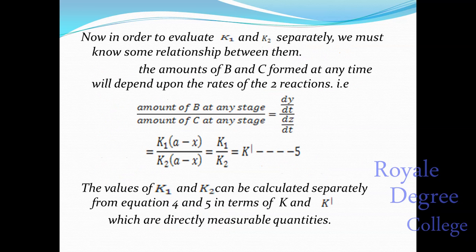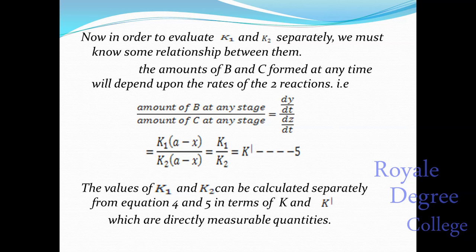Now we can see, in order to evaluate k1 and k2 separately, we must know some relationship between them. The amounts of B and C formed at any time will depend upon the rates of the two reactions.